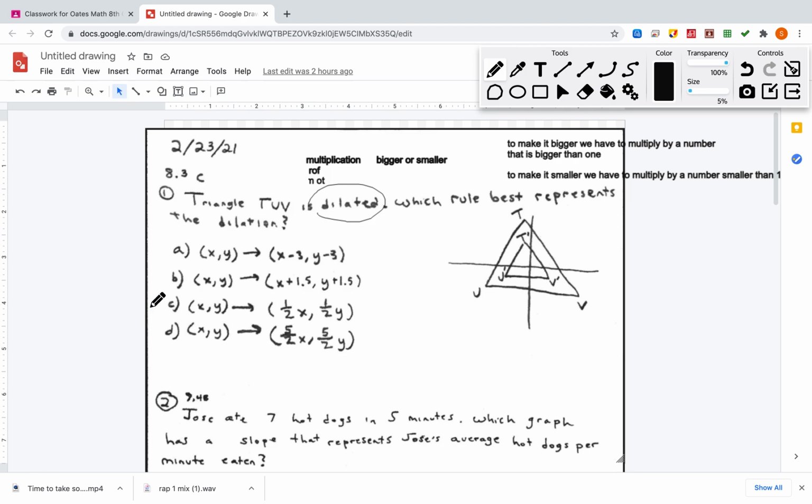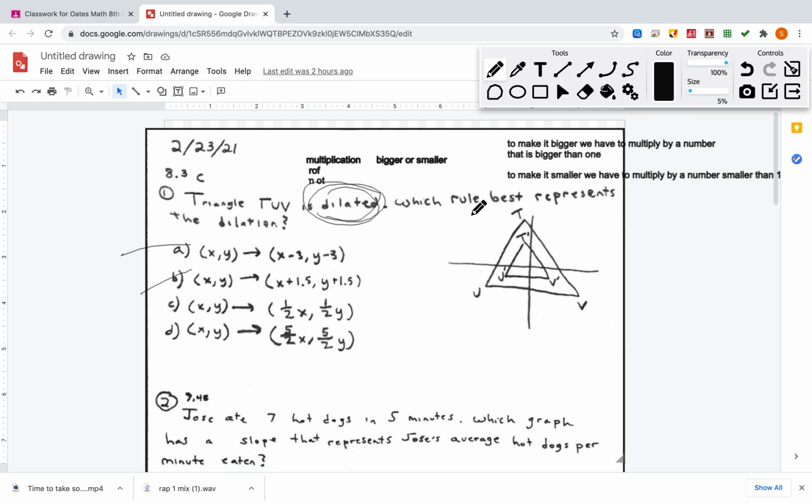So immediately, I should be able to cross off B and A, because those have to deal with adding and subtracting. A lot of students might think, if we're starting at shape T and then make it into this one, it's getting smaller, and they might think, oh, maybe we're subtracting, because subtracting is getting smaller. But no, every time we see dilation, we know it's going to be multiplication. So the numbers and the letters should be squished together.